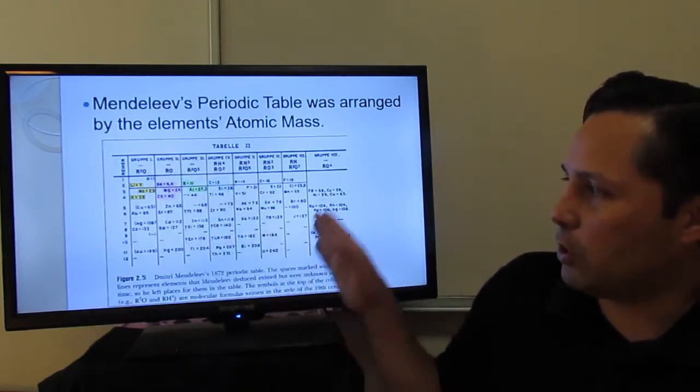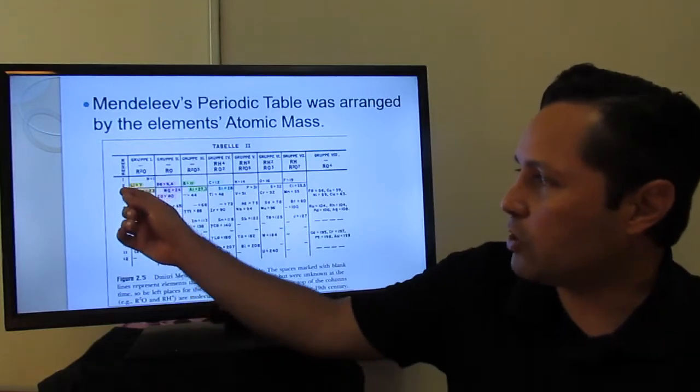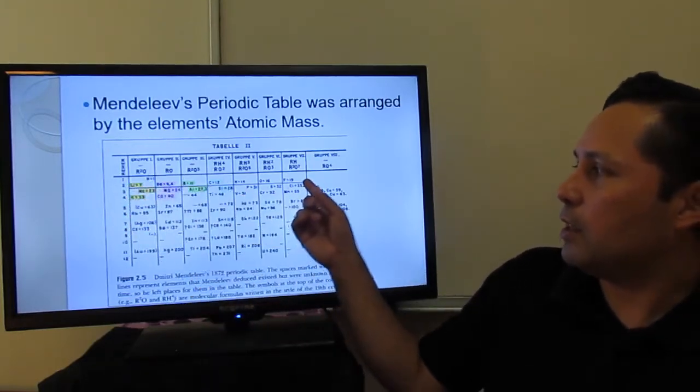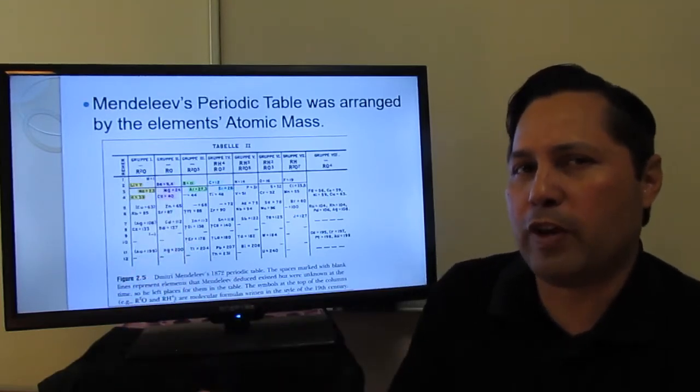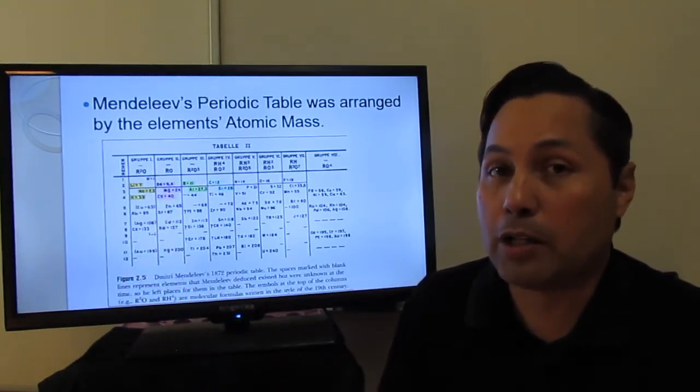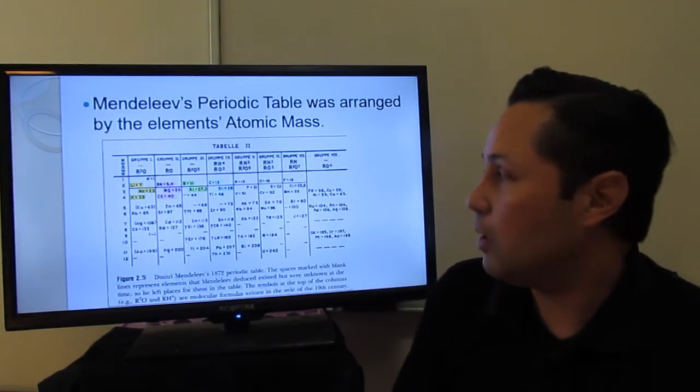And so he continued. What he noticed is that as he went along, the next one he would line up here would have similar properties. So it's very repetitive, and periodic is another word for repetitive.